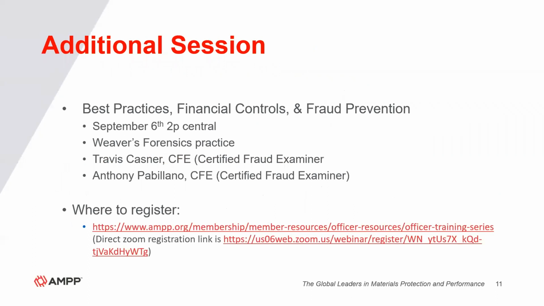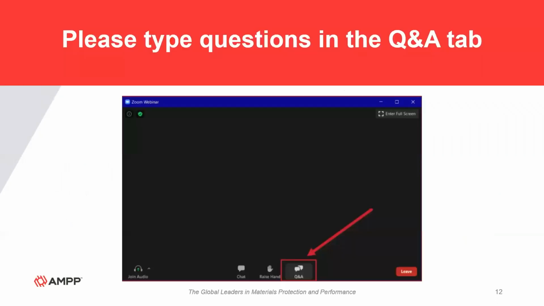I do want to mention, we have added an additional session at the end of this series. It's called Best Practices, Financial Controls, and Fraud Prevention. It's Tuesday, September 6th at 2 p.m. Central. Our friends over at Weaver's Forensic Practice are going to be the ones presenting, Travis and Anthony. And I've added where to register. It's going to be this link, and then there's also the direct registration Zoom link as well. I'm going to turn this back over to Cindy Tracy for Q&A.